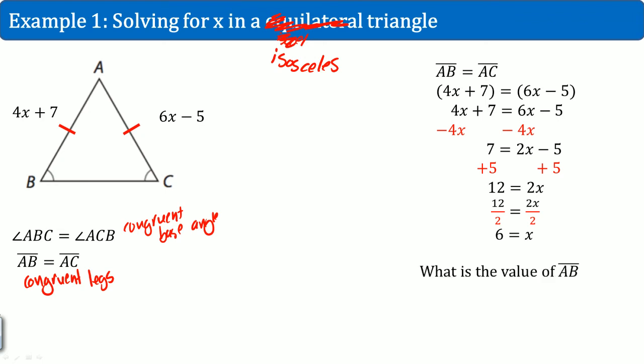What is the value of AB? If they ask you for the length itself, you have to now plug it in. Plug in the 6 here because AB is 4x plus 7. So plug in 6 for x. 4 times 6 is 24, plus 7 is 31. There you go. That's how you solve for the value of x inside an isosceles triangle.